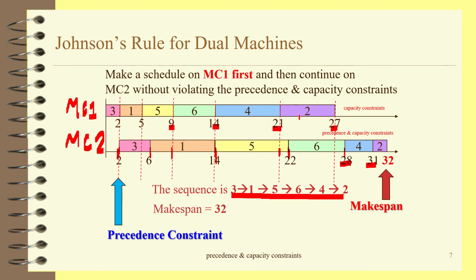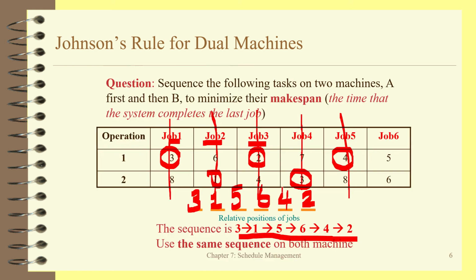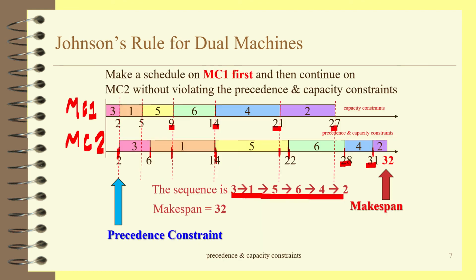And then the last job is job 2. Job 2 finishes at 27 on the first machine. But because of the capacity constraint, it could start at 31. And because job 2 requires 1 unit, 31 plus 1 is 32 here. So this is the last job on the second machine, that is the system. Okay, so the last job to be completed from the system is at time 32. So in this case, 32 is the makespan.